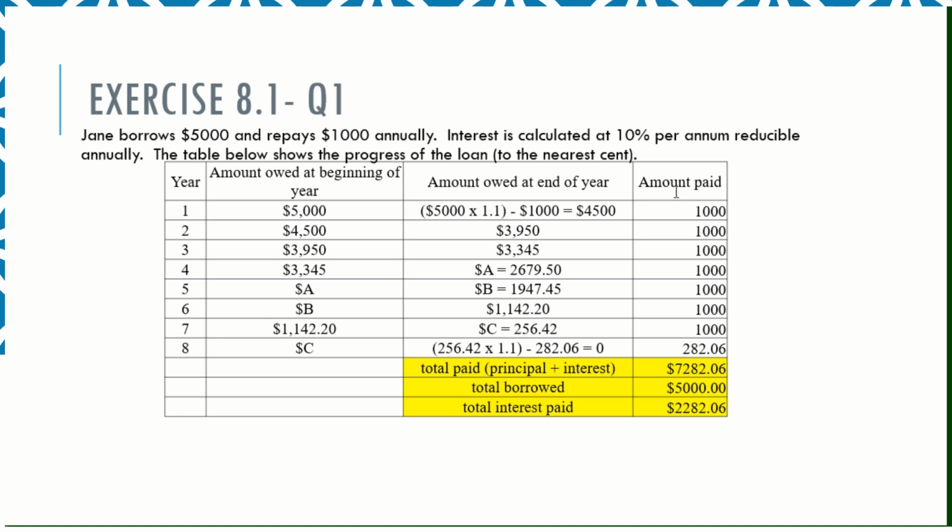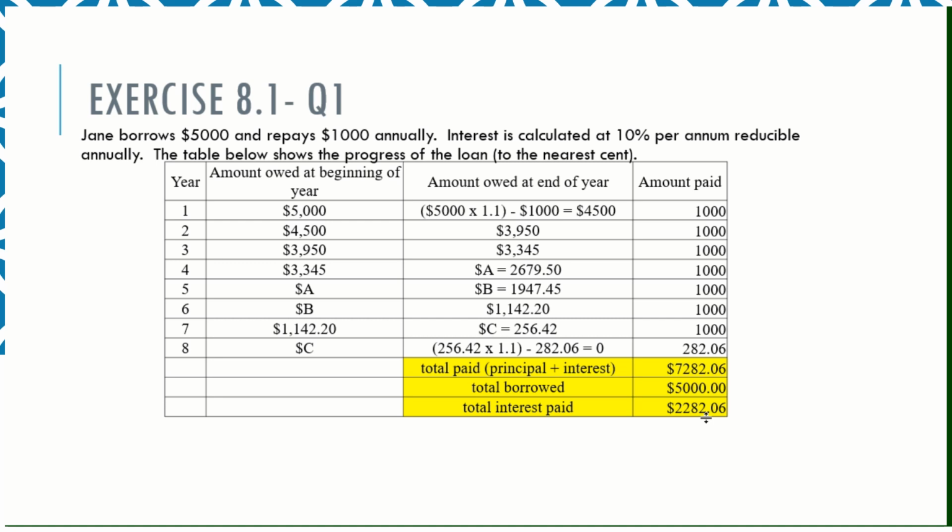All right, so how much did you pay? Now they ask you to find the interest, right? So how much did you pay altogether? For 7 years, 1,000, that becomes 7,000. Your last payment is 282.06. So total you have paid is 7282.06. How much did you borrow? Only 5,000, right? Principal is only 5,000. So your total interest is 2282.06. All right, so go through it slowly.